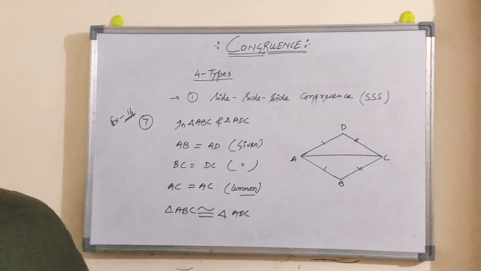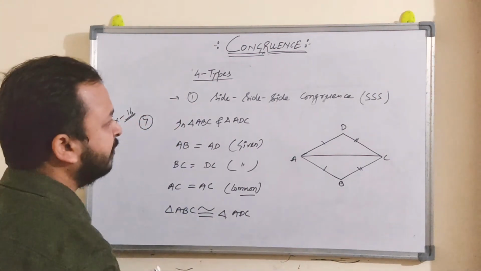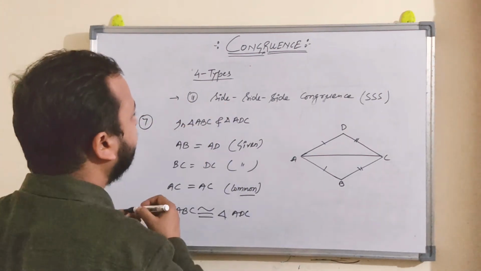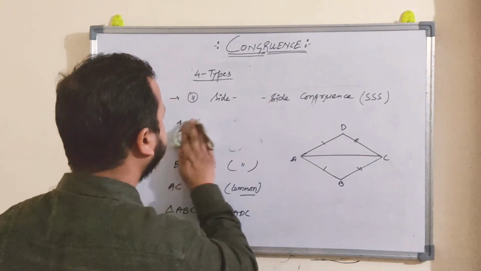Now come to the second type of congruency, that is side angle side.